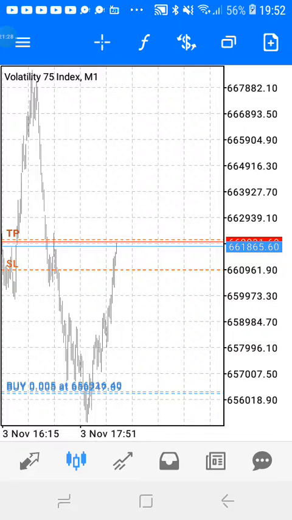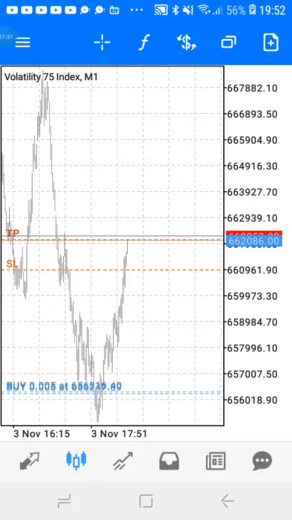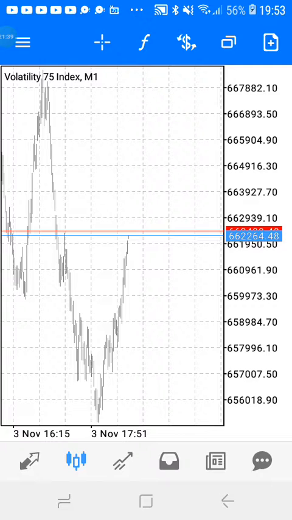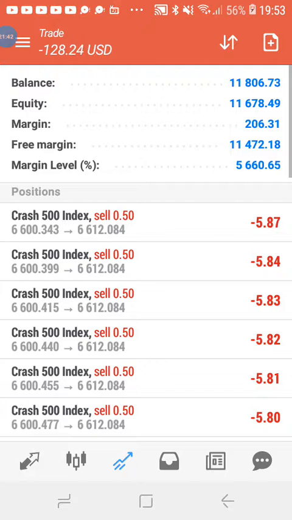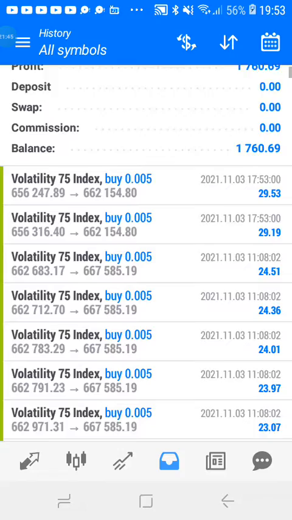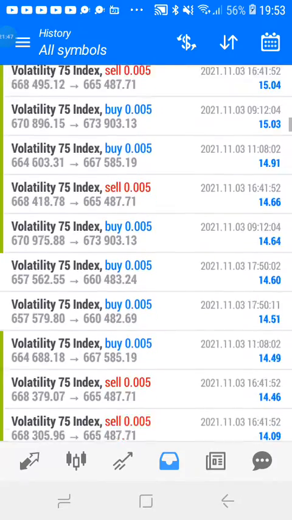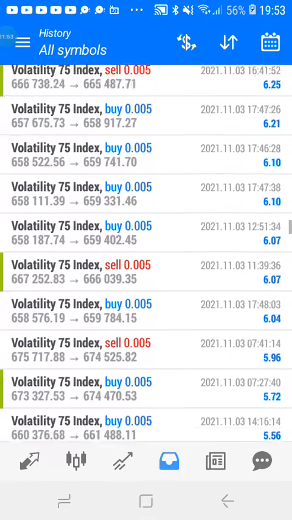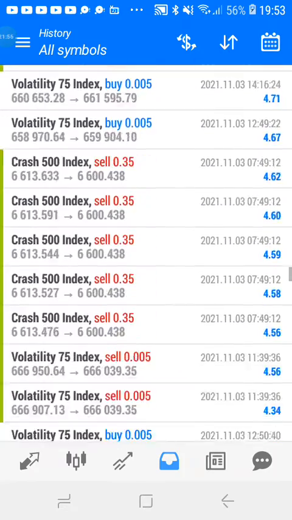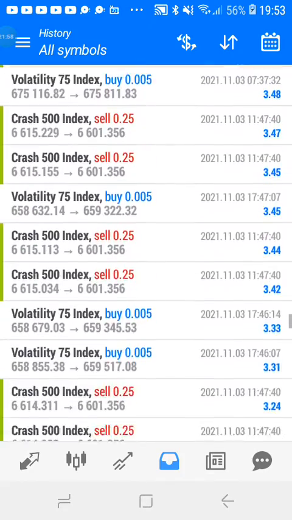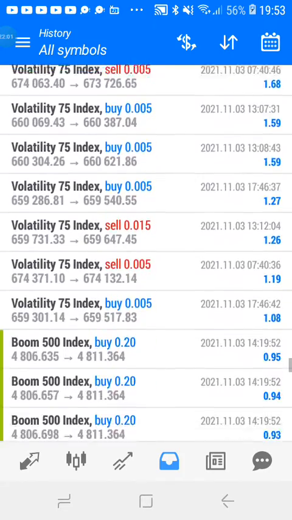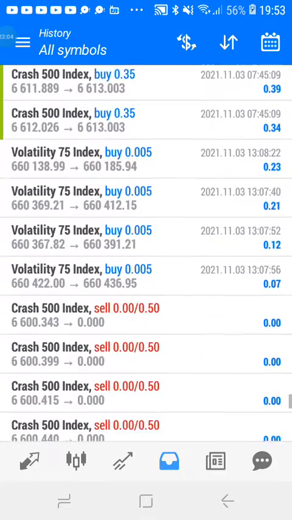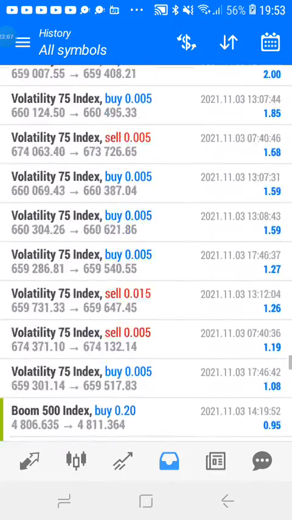As you can see, my TP now is about to be hit, and I've closed a lot of the trades manually. You understand? There, TP gone. The TP has been hit. You can see there are no losses. I did this today and I don't have any losses at all.